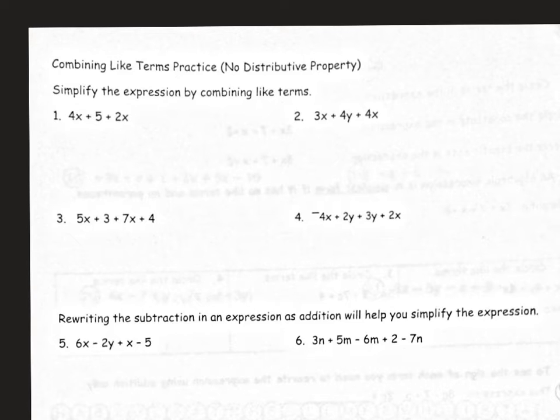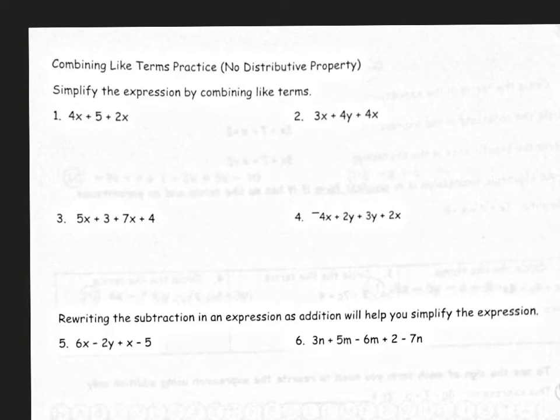Hi, and welcome to this video on combining like terms. We're going to look at some examples of how to combine like terms, so simplify the expression, and we're also going to see how we can check our solution. So here we go. I'm going to start with number 1, and I'm just going to talk you through how I would do this and how I recommend.